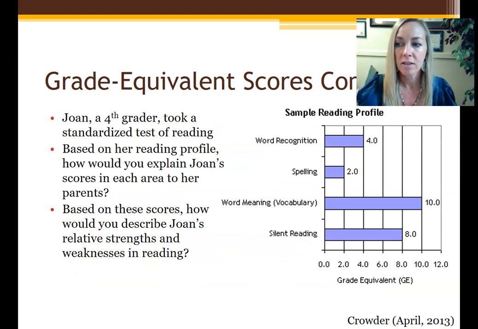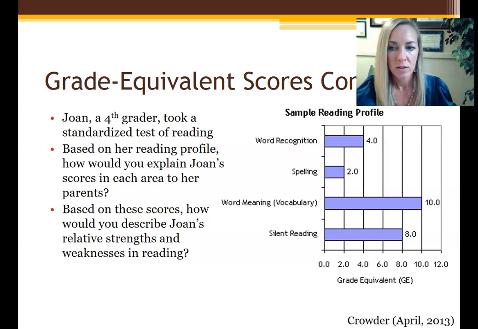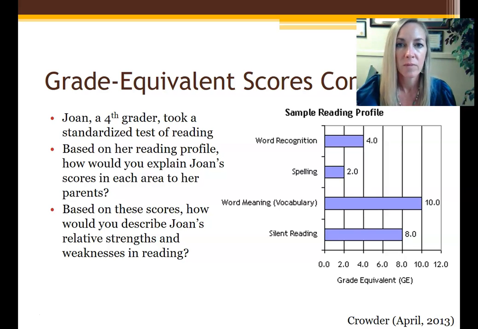Okay, so let's look at another example. Here's Joan. She took a standardized test of reading. Based on her reading profile, how would you explain her scores in each area to her parent? Well, you might say that in word recognition, she scored the same as her peers in 4th grade. So she is right on target for word recognition.